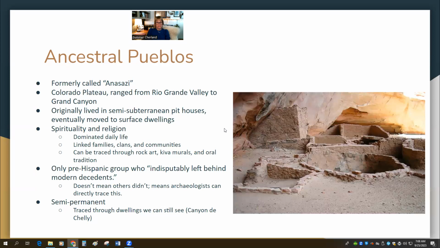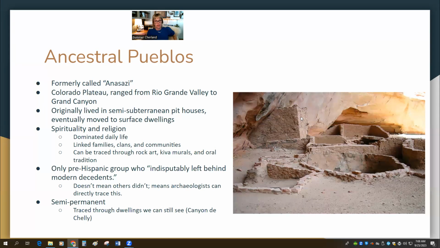Originally, and all three of these groups have this in common, they lived in semi-subterranean dwellings. They might build pit houses into the side of a mountain or a hill, and then they eventually moved to a surface dwelling. Their whole lives, we believe, were dominated by spirituality and religion. This linked families, clans, and communities. The way that archaeologists have traced this is through rock art, kiva murals, and oral tradition. Even though there are no books written, no documents that survived, we were able to discern this through oral histories and oral testimony.